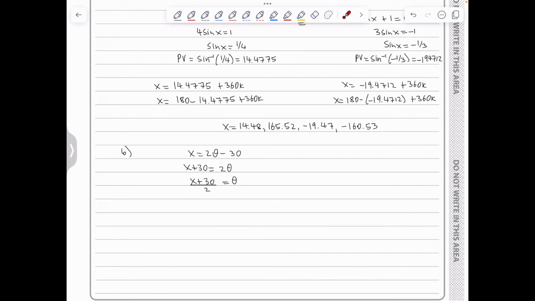So looking at these 4 solutions, we can see that if I take the minus 19.47 and add 30, I'm just going to be just above the 0, just positive. So that's going to give me the first positive solution. So starting with x being minus 19.47, we get theta to be minus 19.47 plus 30, divide everything by 2, which gives an answer of 5.26 degrees.